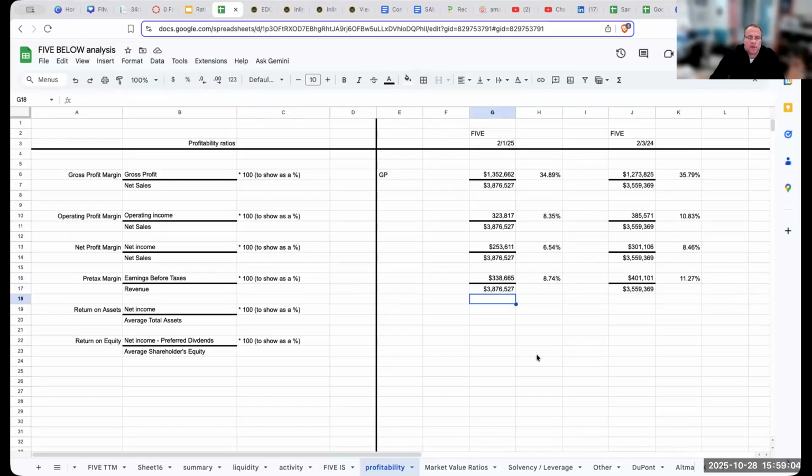Okay. Let's go ahead now and take a look at our return on assets. Our return on assets, or ROA, is something we're going to be exploring a little bit further when we look at the DuPont formula. So here, when we look at net income, it was 253, and over here, this is going to be at 301. For my average total assets, we're now going to come over to my balance sheet.